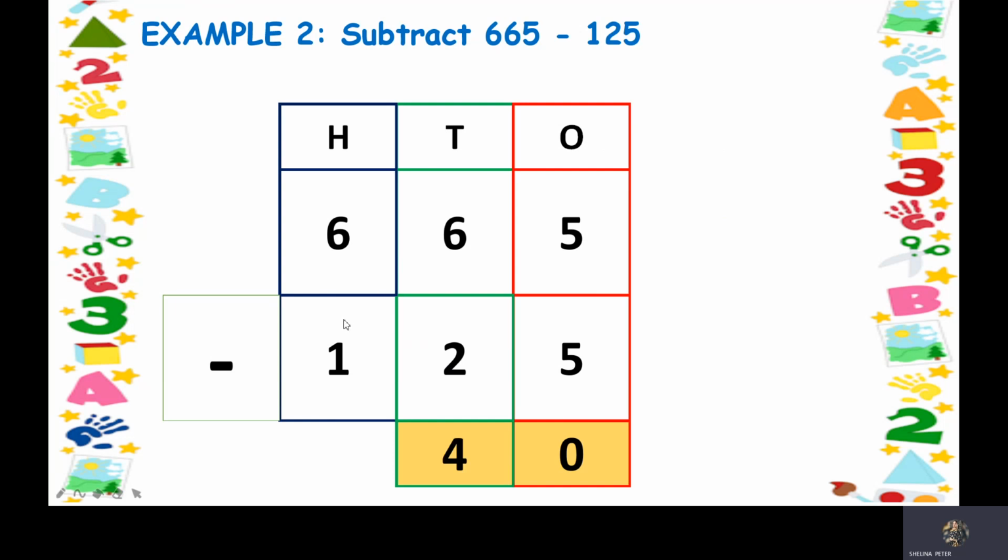Let's go to the hundreds column now. Smaller number is 1, bigger number is 6. So let's count from 1 till 6. I'll get 2, 3, 4, 5, 6. So the answer will be 540.